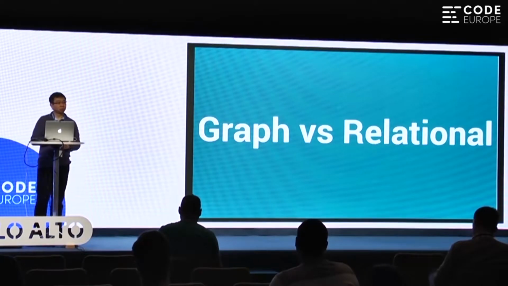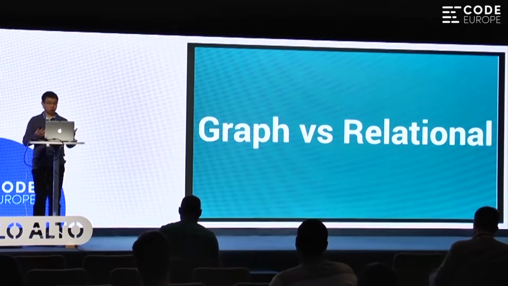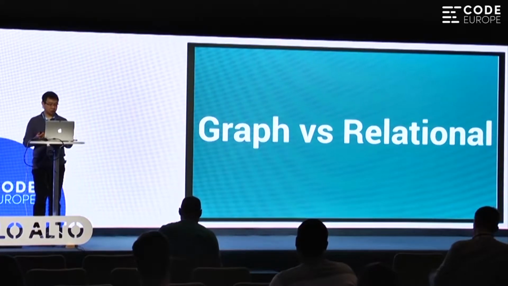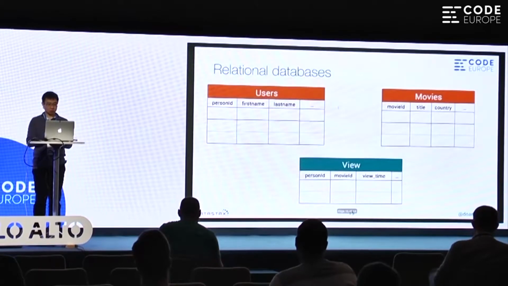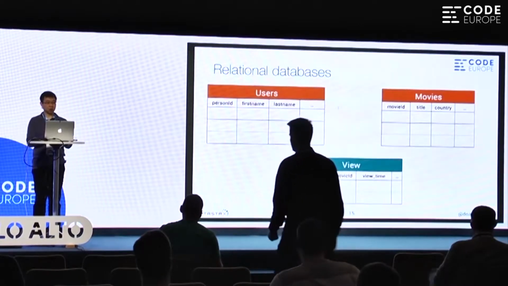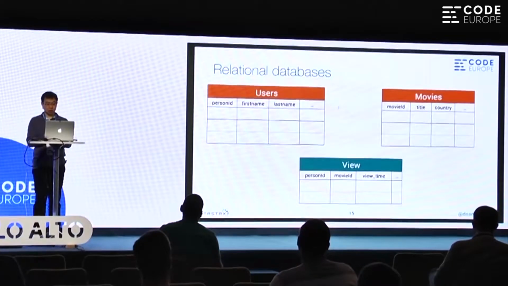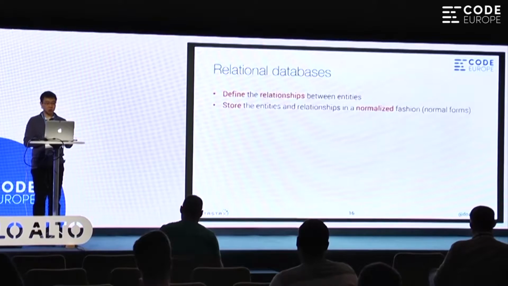Everyone here in the room probably knows already about relational databases, right? So I want to do some comparison between graph and relational database. So with a normal RDBMS system, you have this kind of schema. You have a user table, a movies table, and a view table. So this person has watched this movie at this time. So it is a join table, right? And in fact, with relational database, you first define the relationship between entities, and then you can store those entities and relationships in a normalized fashion.